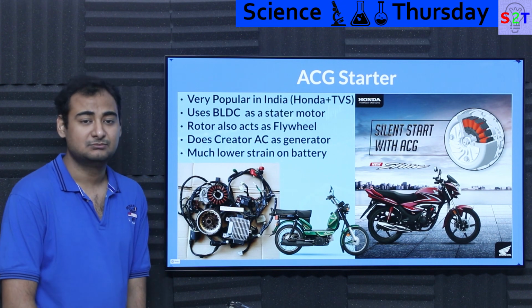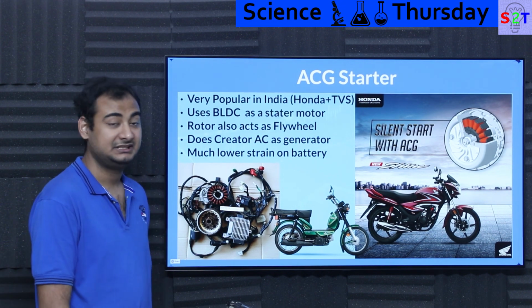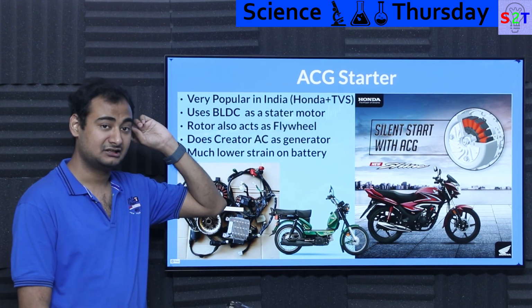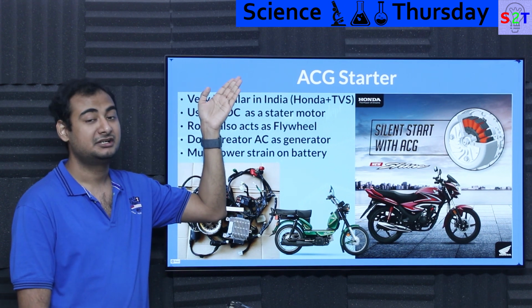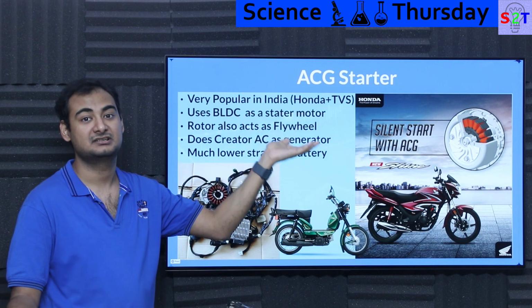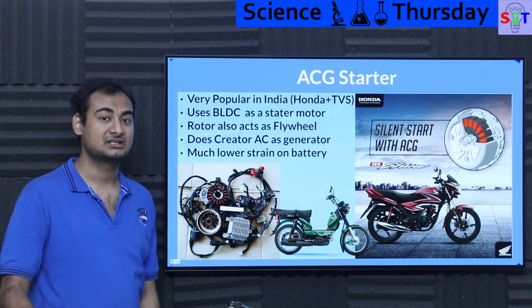Now let's talk about something that most people are familiar with, this puppy in India, that is the ACG Starter. Now I have no idea who the hell came up with that name. That simply translates to alternating current generator. I'm like, every generator is an alternating current generator. There is no such thing as a DC generator.